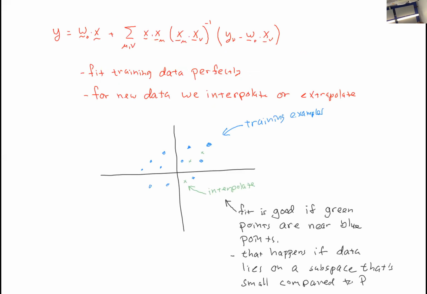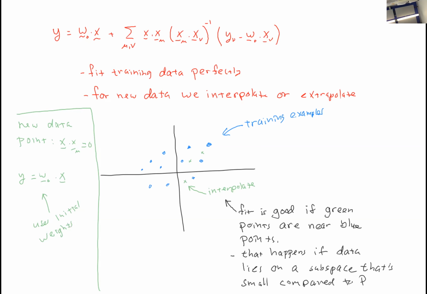And we can also see that if we have a new data point, let's say we have a new data point that had x dot x mu equal to zero. In this case, y equals w naught dot x. It just basically uses the initial weights. And of course, it's fitting random. It doesn't know anything, right?